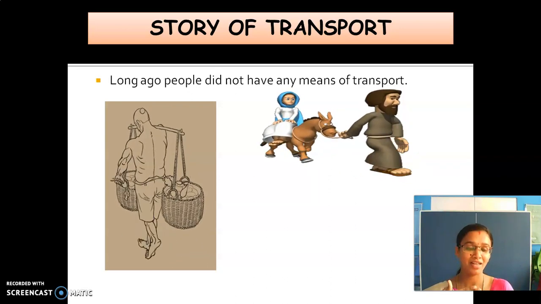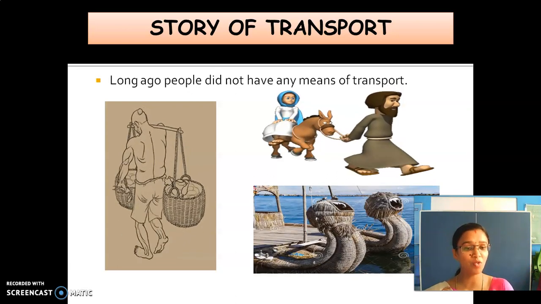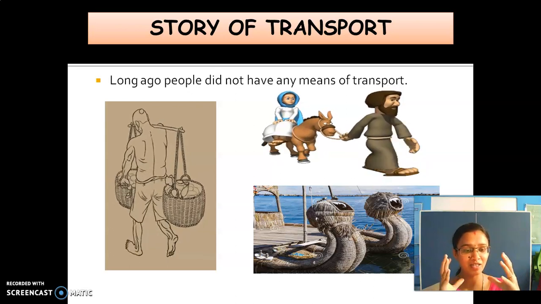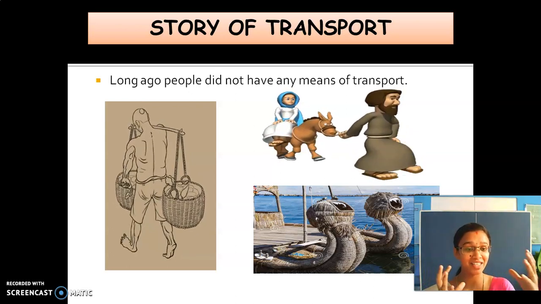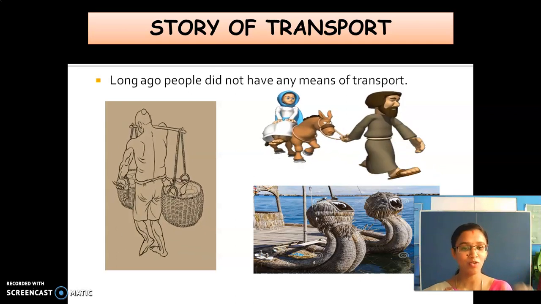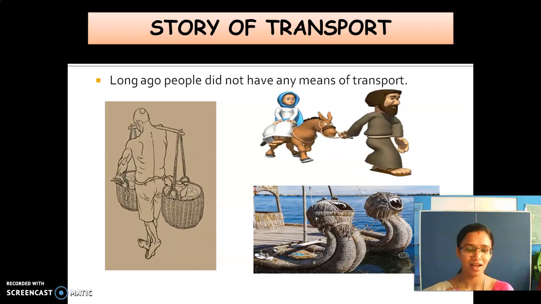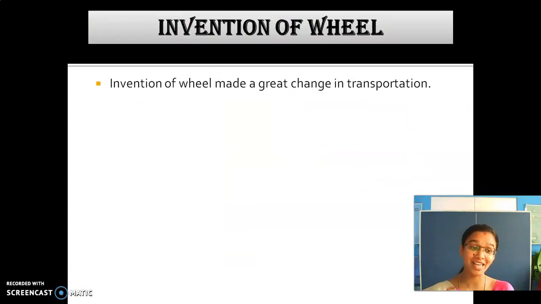After that, what happened? They designed boats for using the water routes. So these boats resemble the faces of animals. It looks like animals. So first foot, and then animals, and then boats. After that, what was invented?